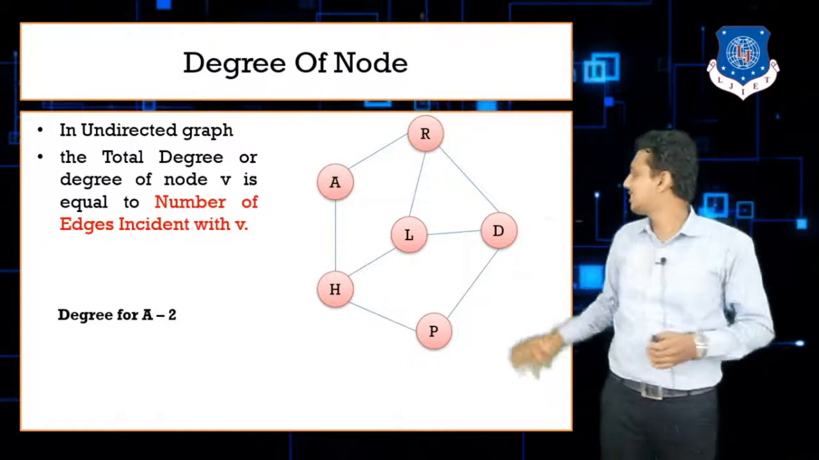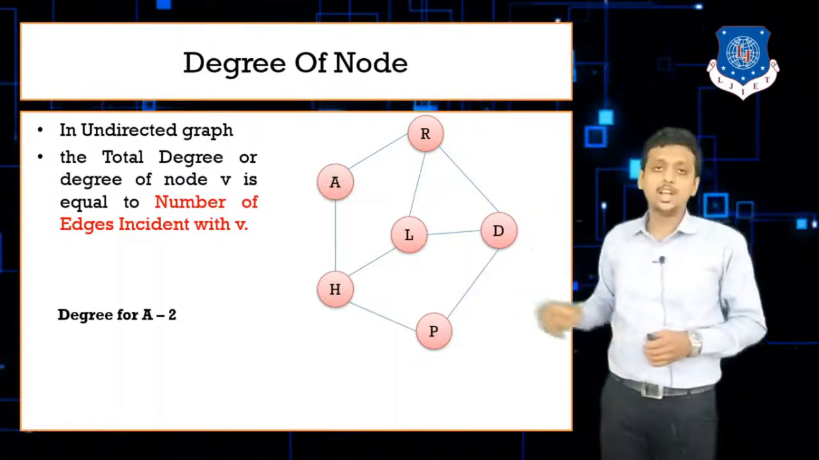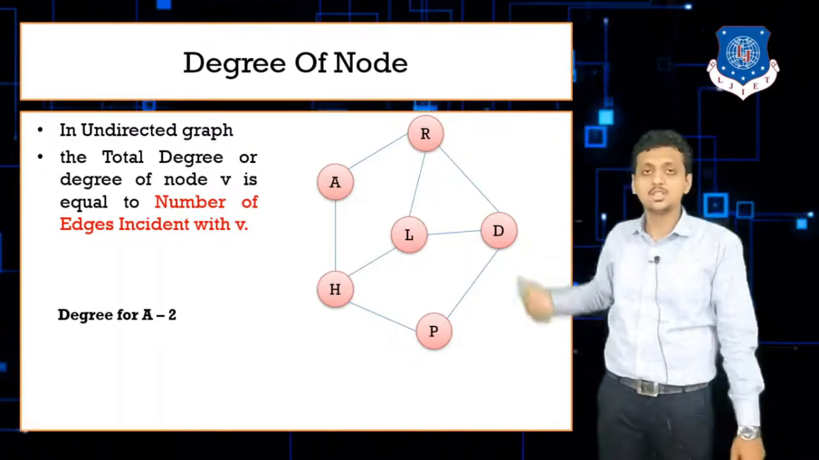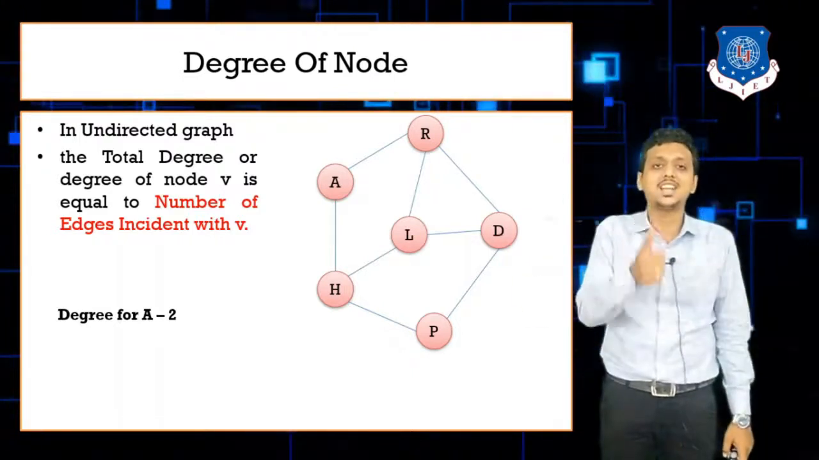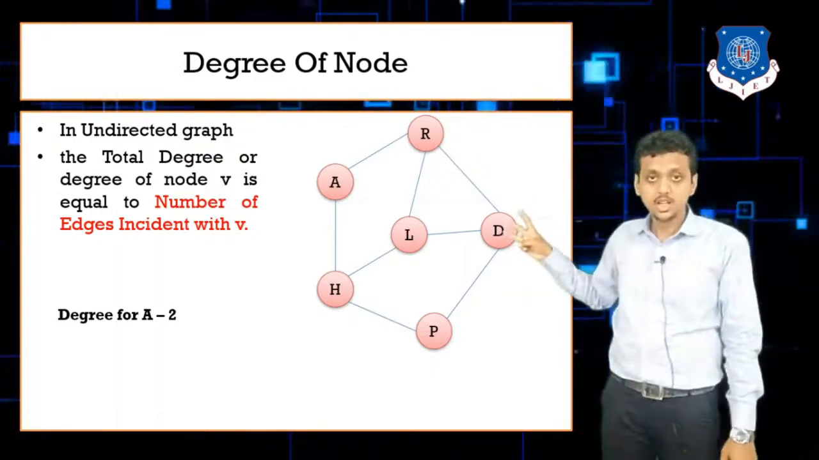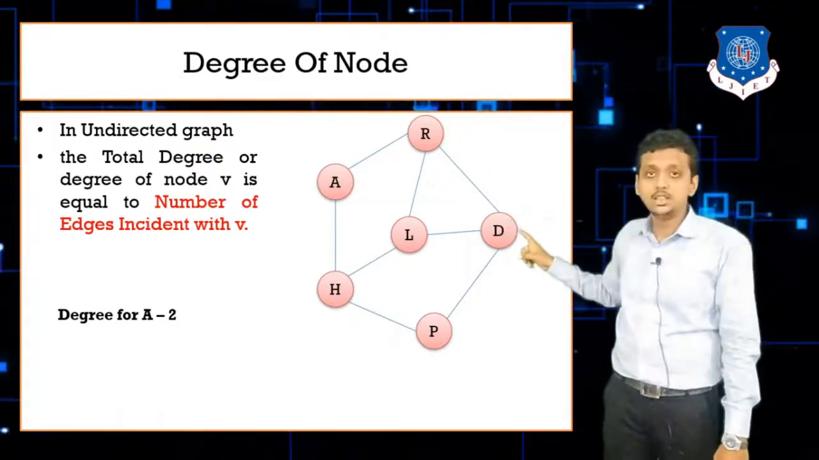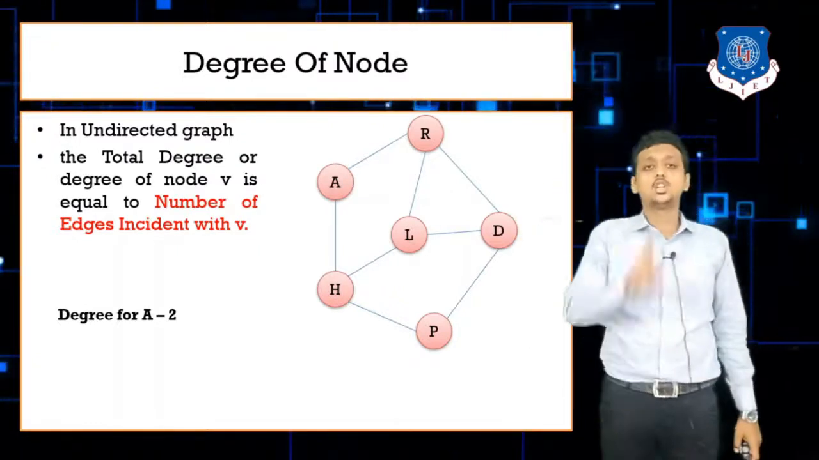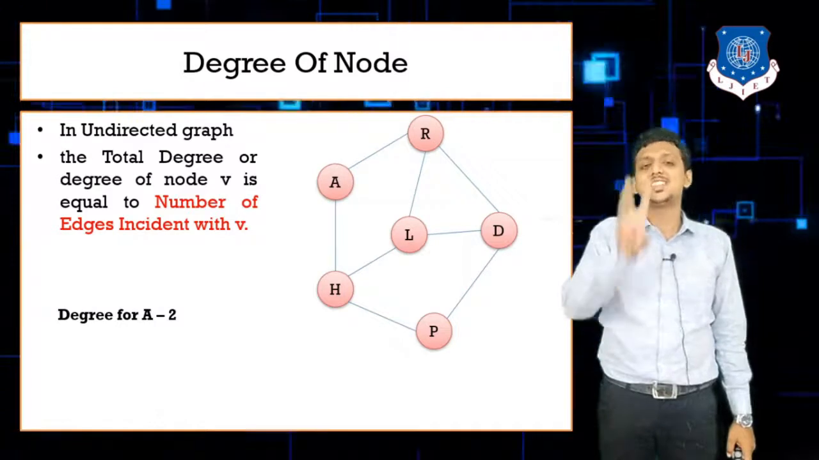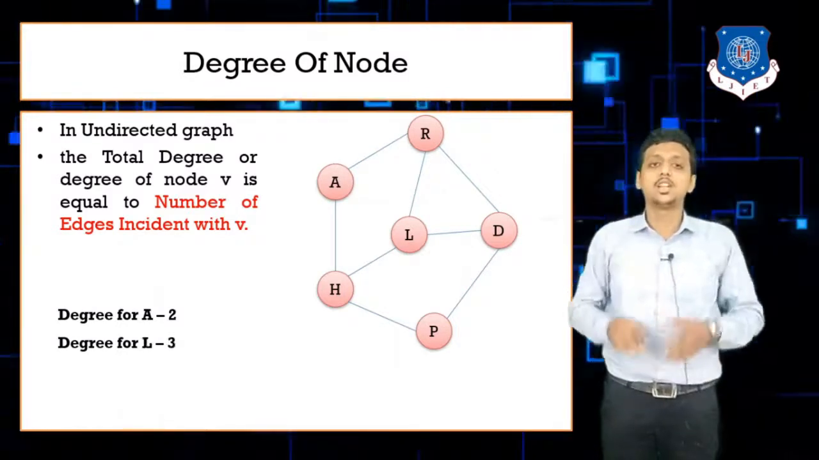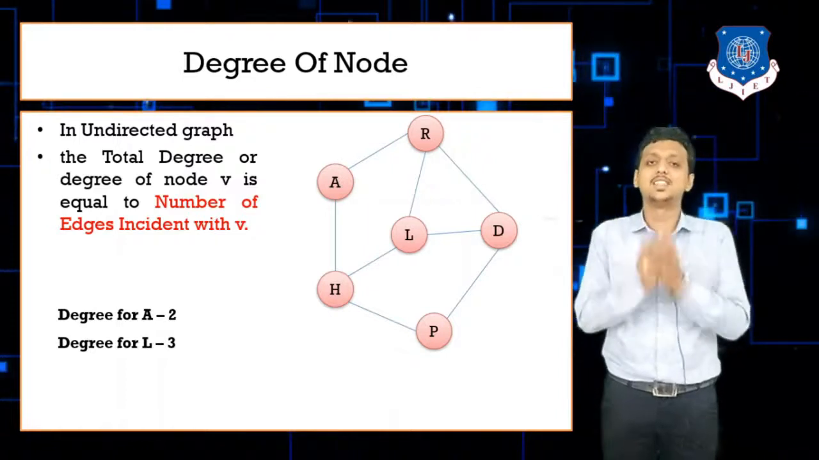Now let me take the example of node L. Tell me how many edges are connected with node L. This is an undirected graph, students. So there are 3 edges. Which are they? L to R, L to D, L to H. So here L contains 3 edges. That means the degree of L is 3.